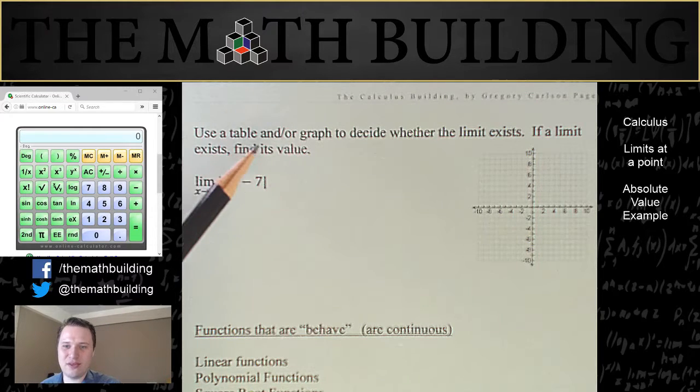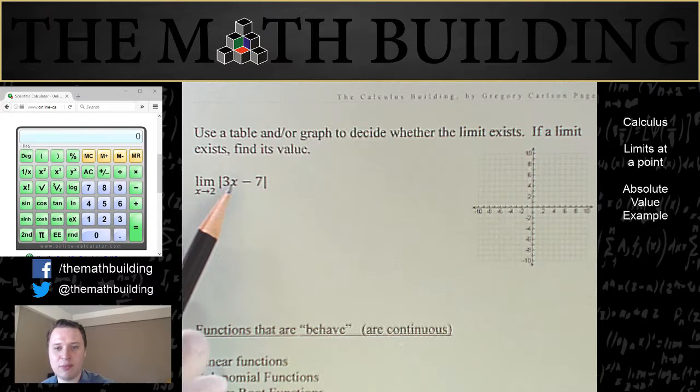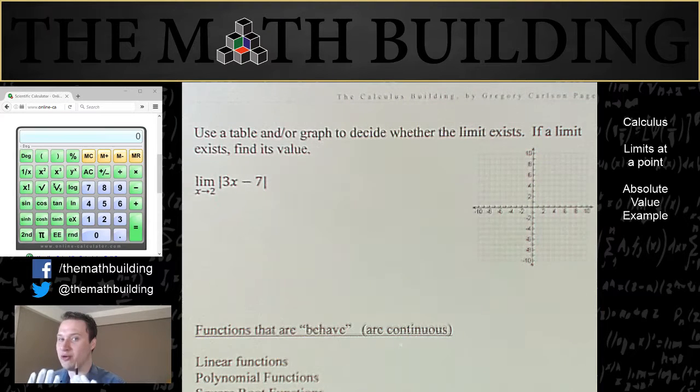Here it says, use a table and/or graph to decide whether the limit exists. If it does, find the value. So you can see here we've got an absolute value function, and we're going to try to find out if the limit exists. As you know, that is not as simple as plugging in the number 2 and finding the answer. Even though that works most of the time, that is not really what a limit is.